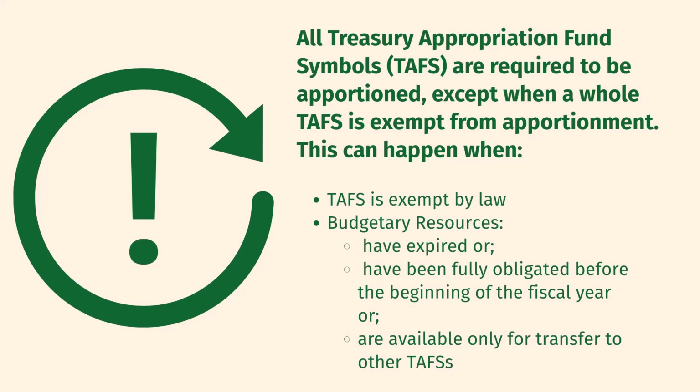There's nothing left to control. And fourth, if budgetary resources are available only for transfer to other accounts, they also do not require an SF-132. These are the most common exemptions you'll encounter. In practice, you'll mainly ask two questions. Is this account exempt from apportionment by law? And have these funds expired?